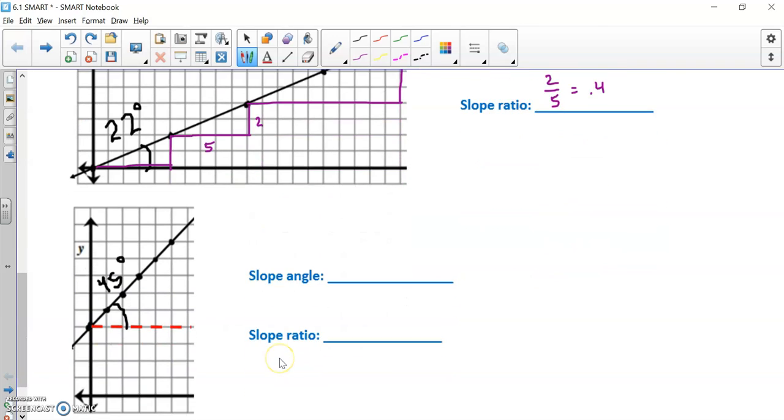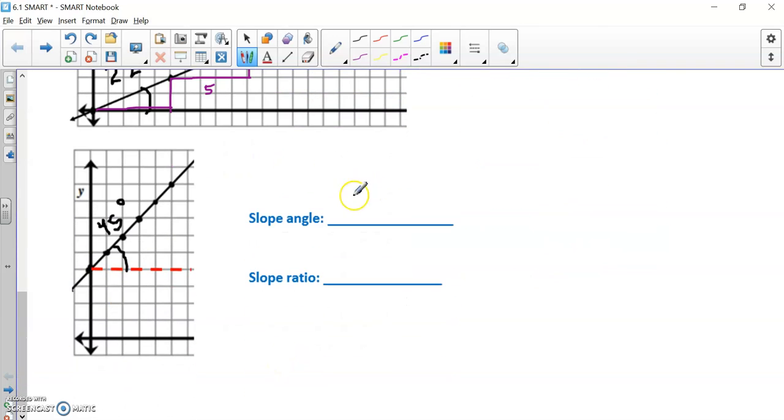All right, one more. We now have a slope angle of 45 degrees. And the slope ratio here, I have to draw my triangles. So here's a triangle, here's a triangle. These are all triangles. I can even do a bigger triangle like this, right?